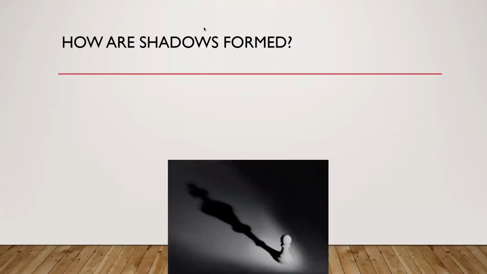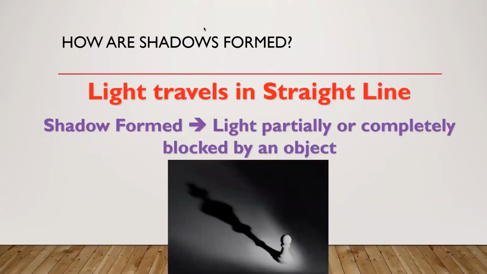After talking about light and different materials that allow light to pass through them or not, let's look at shadows. Light travels in a straight line. A shadow is formed when the light is partially or completely blocked by an object. As you can see from this picture here, this chest blocks partial light. Therefore, you can see a shadow from behind.